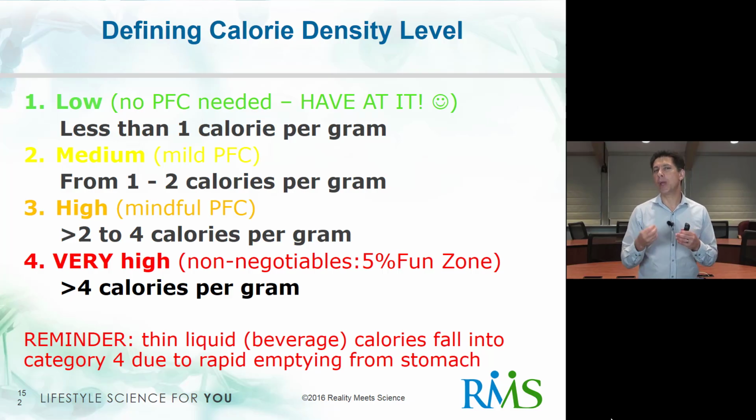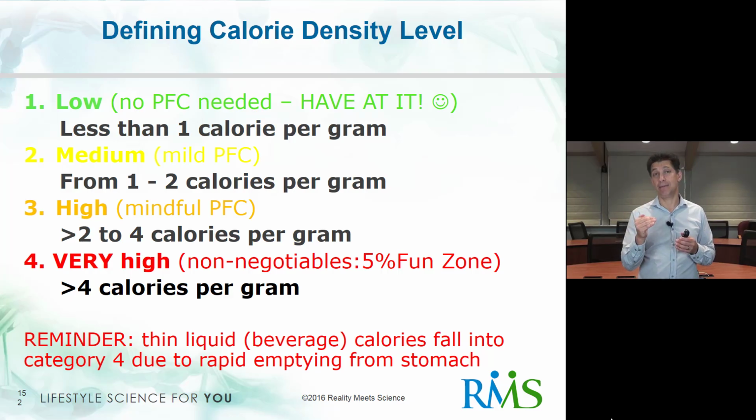If there's not a lot of chewing involved in that food, and there's a lot of added salt, it makes it hyper palatable, and you don't have a lot of chewing, so it kind of slides right down the gullet real quick, that may be a food you have to consider for portion control to some degree, but this is a mild consideration zone, all right? It's a mild consideration zone in medium calorie density.